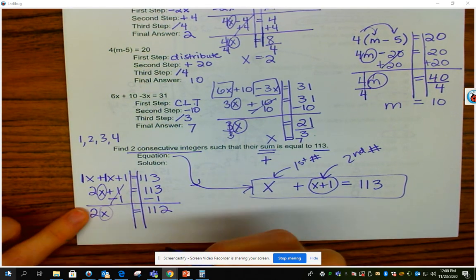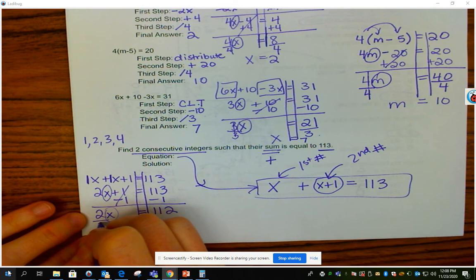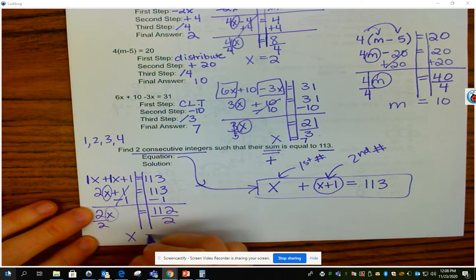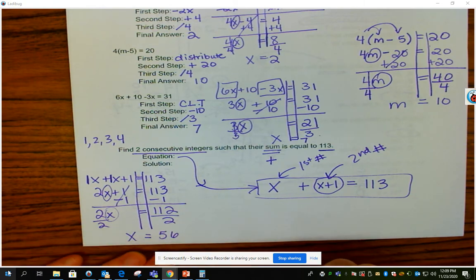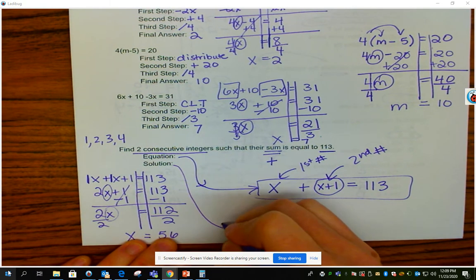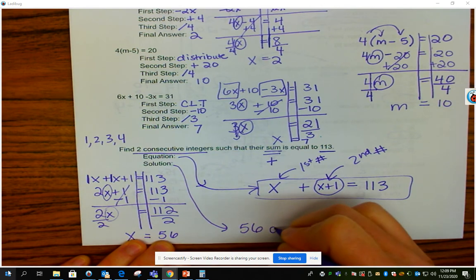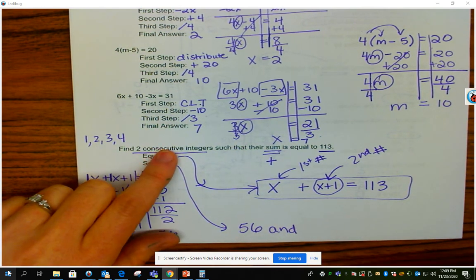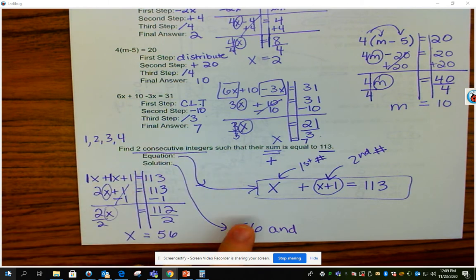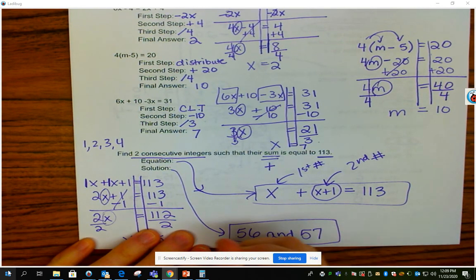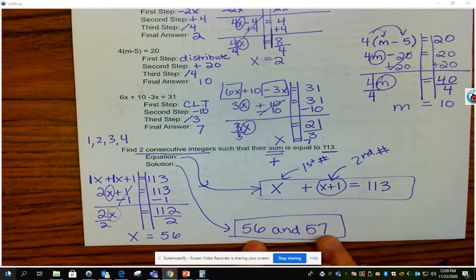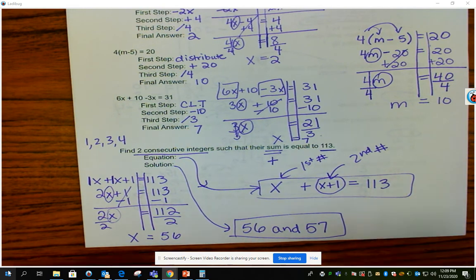Now I have x here. 2 is being multiplied by x. I want to do the opposite and divide by 2. So x would equal 112 divided by 2, which is 56. So this is part of our answer. Our solution is 56. And what did it want? 2 consecutive integers. So 56 and 56 plus 1, 57 would be my 2 consecutive integers. And you can check, does 56 plus 57 equal 113? Yes, it does. All right, let's keep going on these last couple word problems.